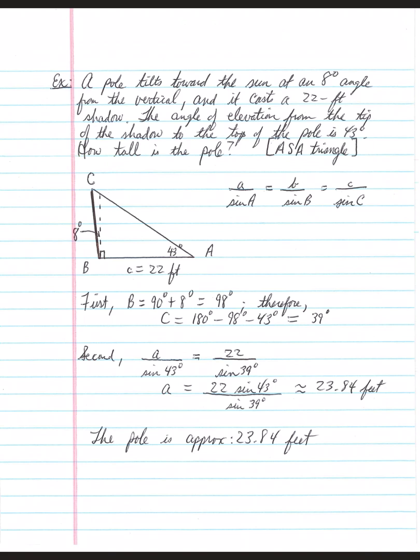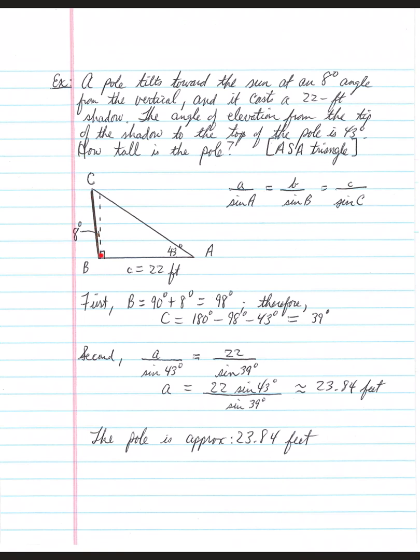A pole tilts towards the sun at an 8-degree angle from the vertical, and it casts a 22-foot shadow. The angle of elevation from the tip of the shadow to the top of the pole is 43 degrees. How tall is the pole? Normally in these problems, you always have the best case scenario with a pole or a flagpole, whatever it is. It's always very vertical from the ground, and you can always have a 90-degree angle.